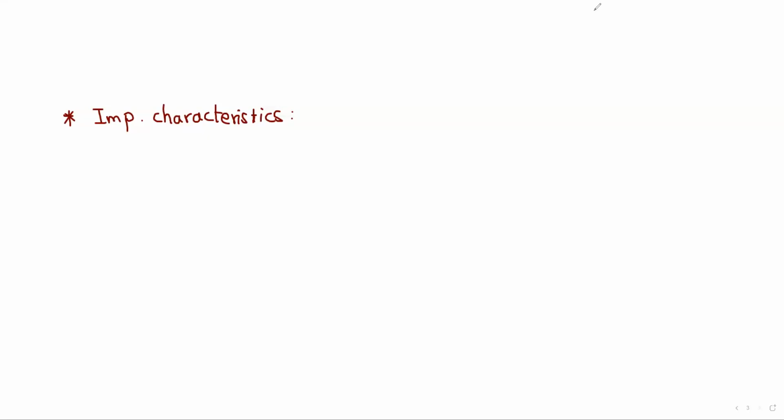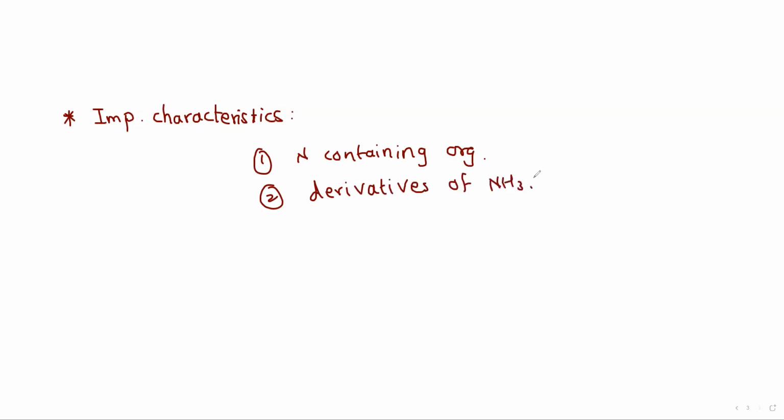Now let's see the important 2 or 3 characteristics of amines. First of all, as we know, they are nitrogen containing organic compounds. This is the first, very important characteristic. Second, they are derivatives of ammonia, derivatives of NH3. Why? Because we are replacing the hydrogens of ammonia by R, that is alkyl group. So amines are derivatives of ammonia.